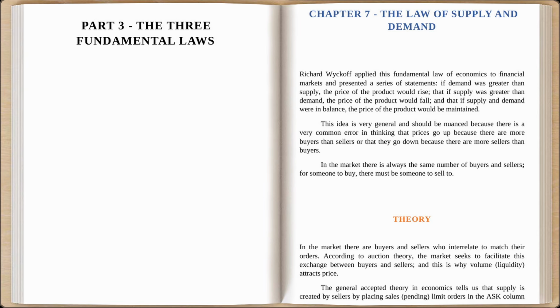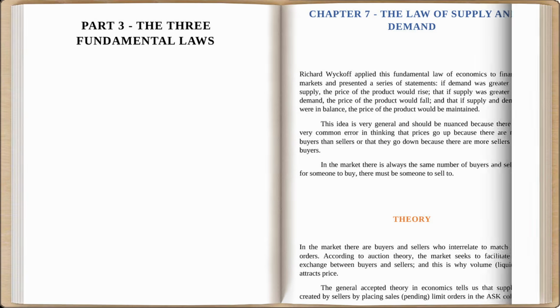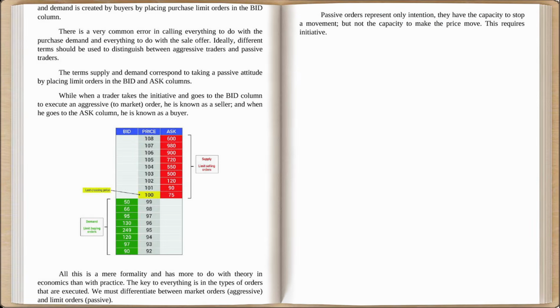According to auction theory, the market seeks to facilitate this exchange between buyers and sellers, and this is why volume, liquidity, attracts price. The generally accepted theory in economics tells us that supply is created by sellers by placing pending sales limit orders in the ask column, and demand is created by buyers by placing purchase limit orders in the bid column. There is a very common error in calling everything to do with the purchase demand and everything to do with the sale offer.